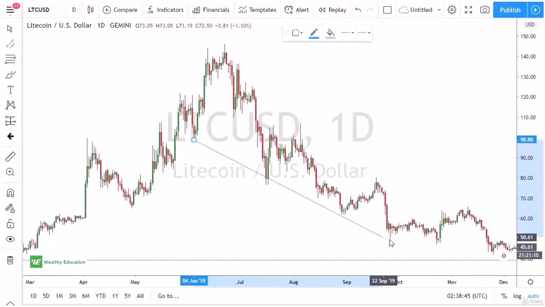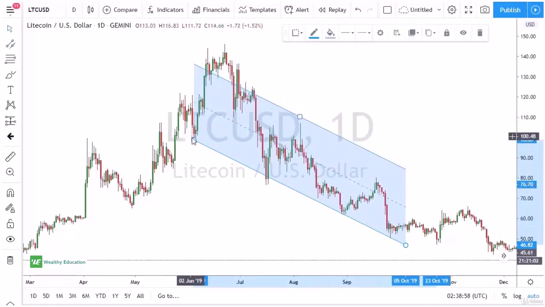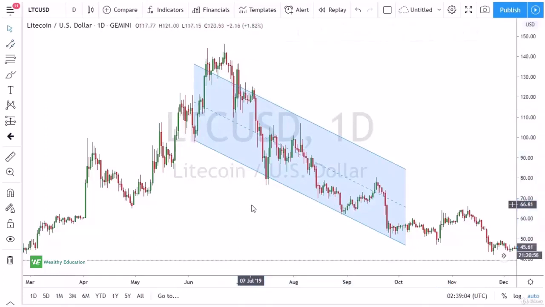You can have something like this and drag it up. You can make an argument for a little bit of a parallel channel, maybe not all the way back there, but starting right around here. Again, if you're going to use the parallel channel, you want to use the top. You don't want to use the bottom.